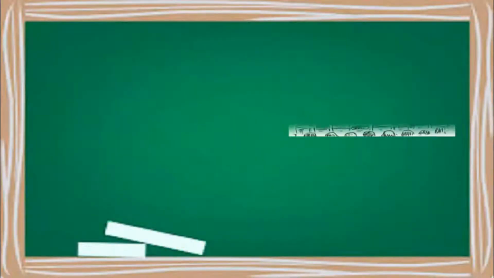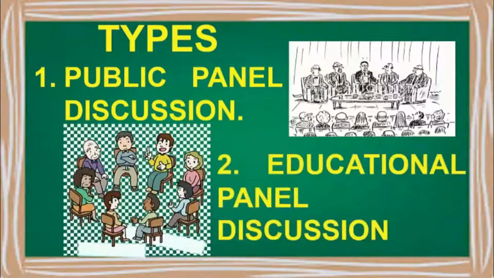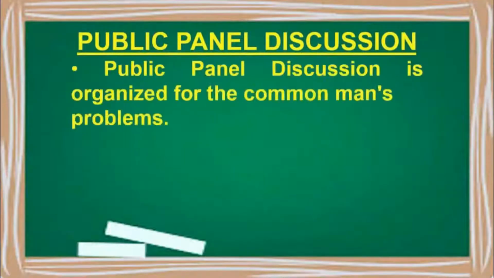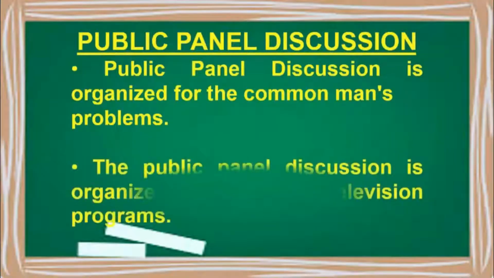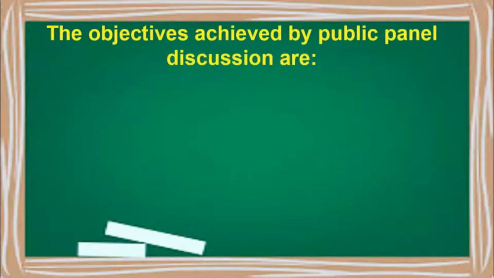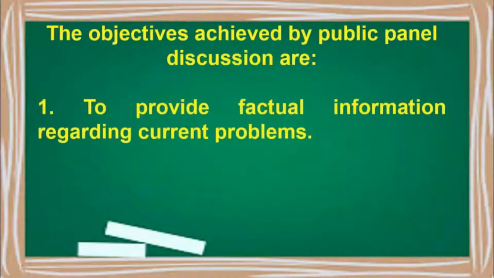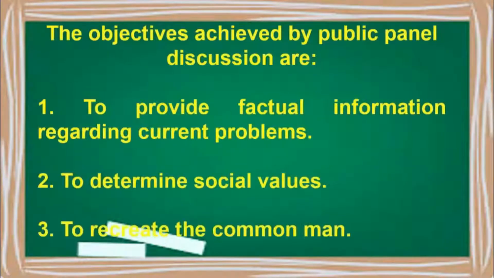These are the types of panel discussion. First is the public panel discussion, and second, educational panel discussion. Public panel discussion is organized for the common man's problems and organized through television programs. These are the objectives of public panel discussion to be achieved. First, to provide factual information regarding current problems. Second, to determine social values. Third, to recreate the common man.